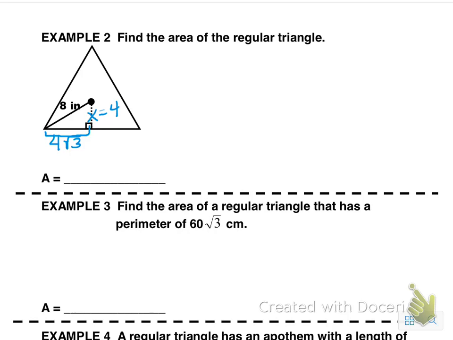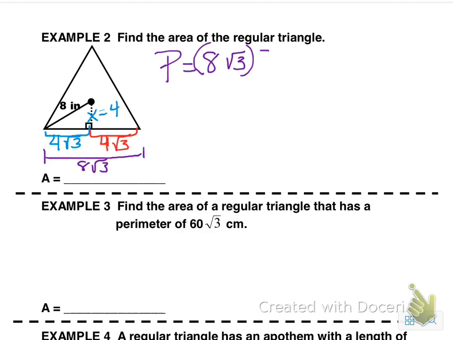So to find a full side length, we just have to double it, because that means from here to here is 4 square root of 3. So that allows us to find the total side length, which is 8 square root of 3. Knowing 8 square root of 3 helps us determine the perimeter. Perimeter is 1 side length times 3, since it's equilateral. So that's going to give us 24 square root of 3.